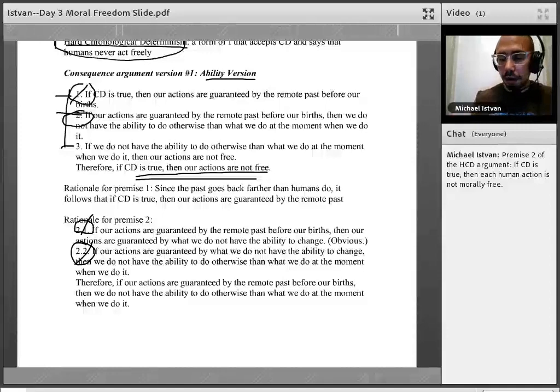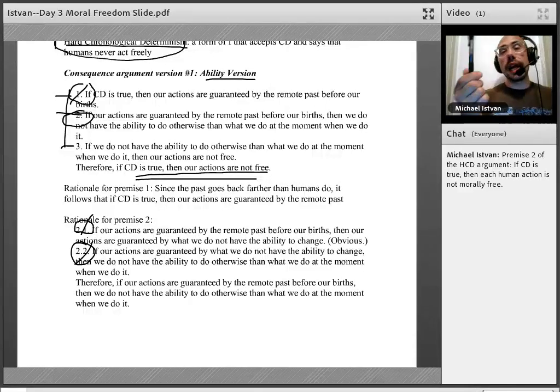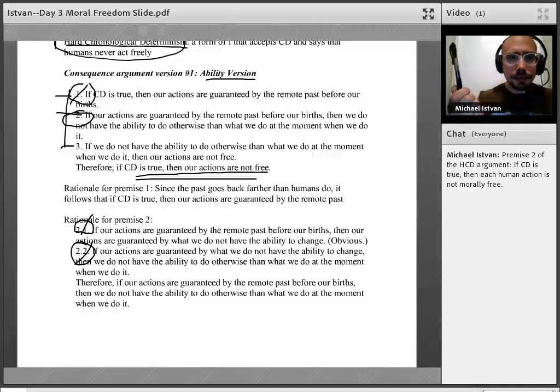Let me give you a concrete example. Here's a pen. If my lifting the pen right now in exactly the way that I do is guaranteed by what I do not have any ability to change, then it seems obvious that I don't have the ability to change the fact that I lift the pen right now.